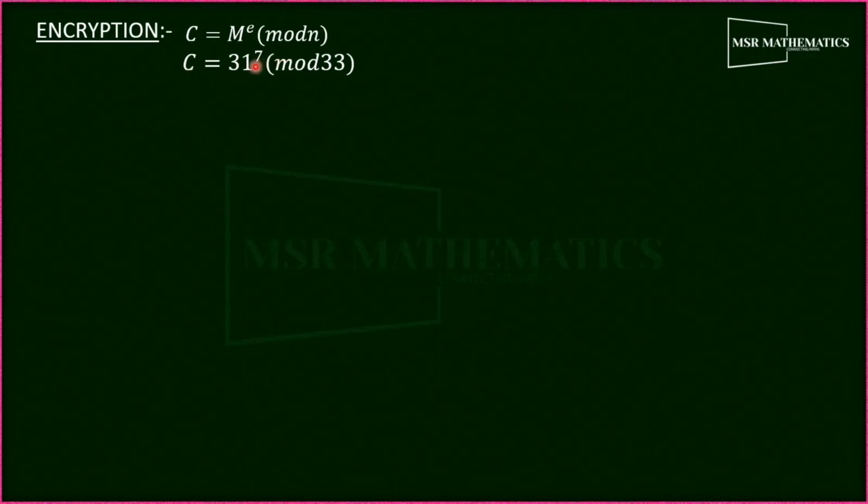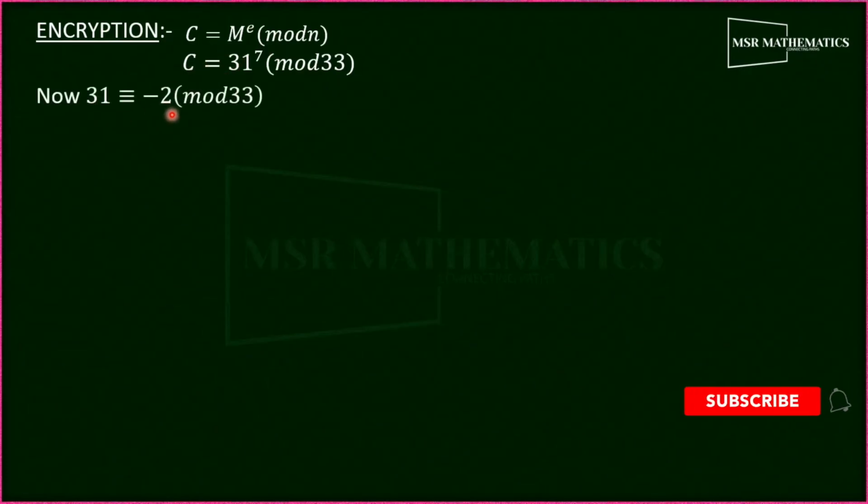That's a bigger value. So to obtain the remainder value for this, first take 31 is congruent to minus 2 under modulo 33. Here we have 33. So to achieve that value, we can take 31 is congruent to minus 2 under modulo 33, because this implies 33 divides 31 minus of minus 2, that becomes 31 plus 2.